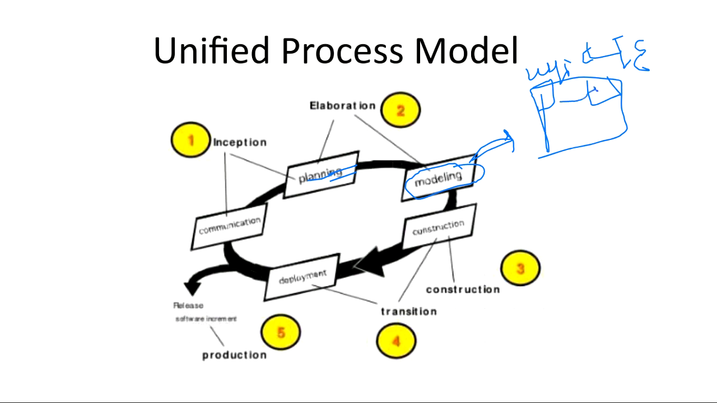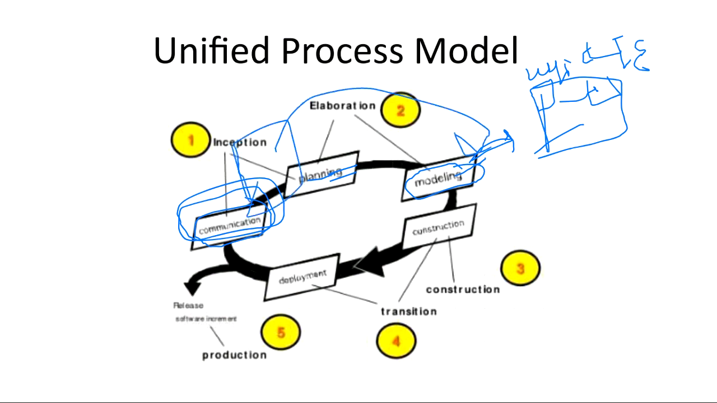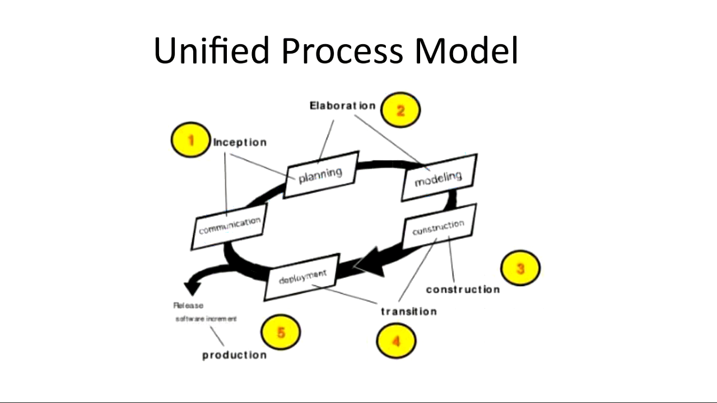Because in the communication phase, big promises are made to the user. Now in the modeling phase or the design phase, they will see whether they can fulfill those promises or not. Okay, so in that phase, first all the promises were made. Now they will see whether they can do it or not. Okay, so that comes under the elaboration phase.